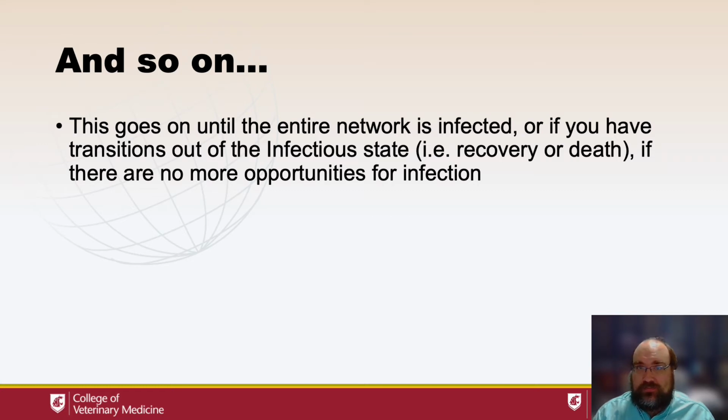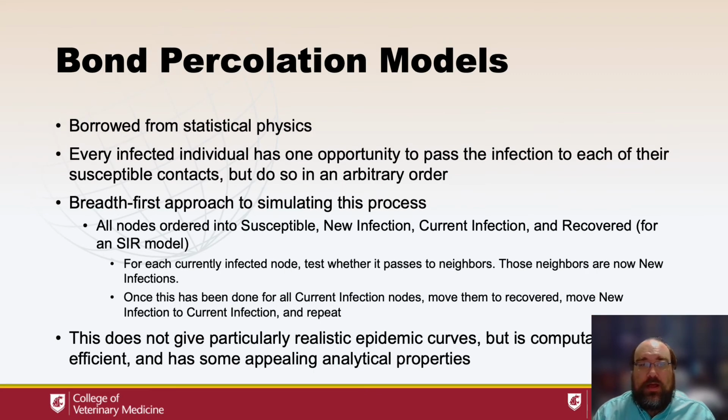So you have, for example, recovery or death if you run out of opportunities for infection. So if everyone gets to R before anybody else gets infected. So there's another way to conceptualize these models, which are called bond percolation models. This was borrowed from statistical physics.